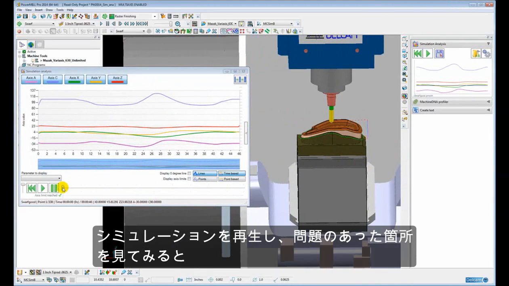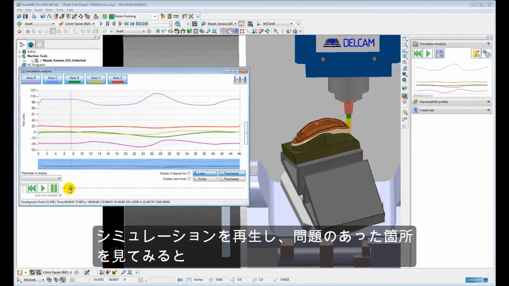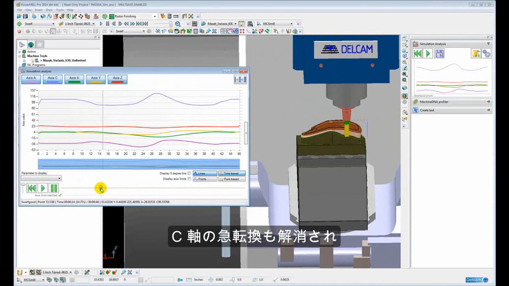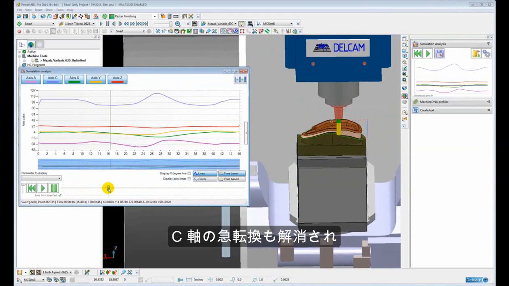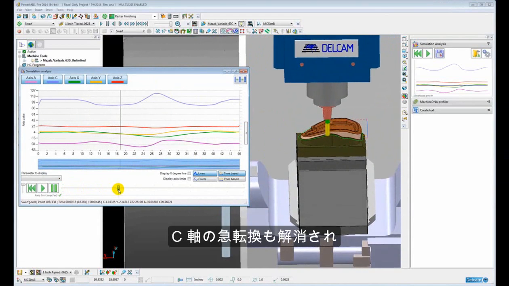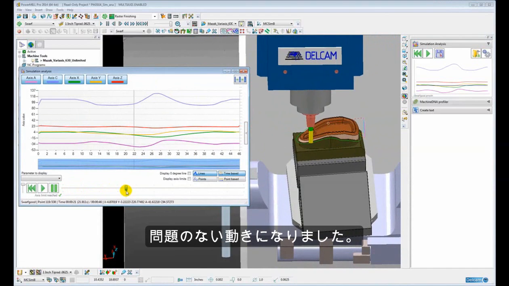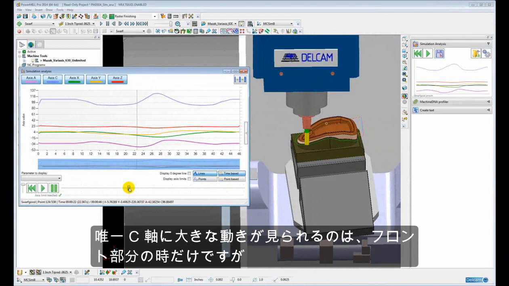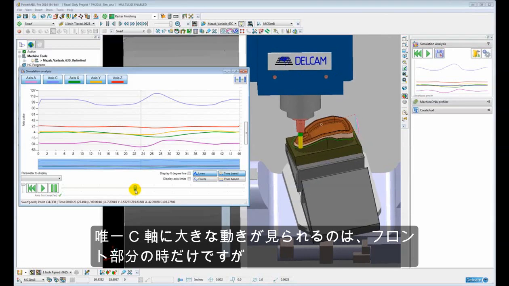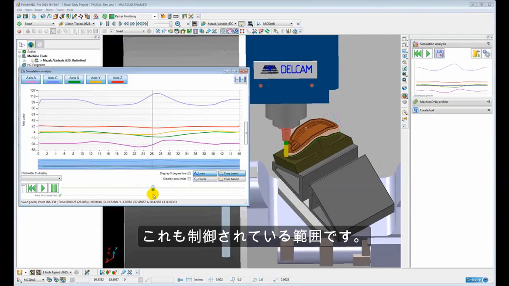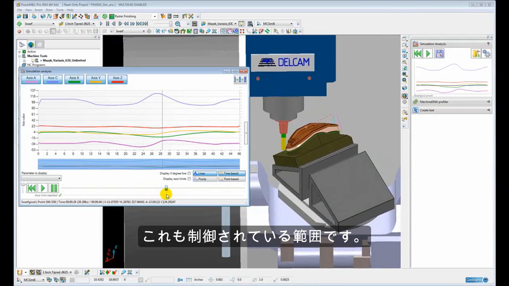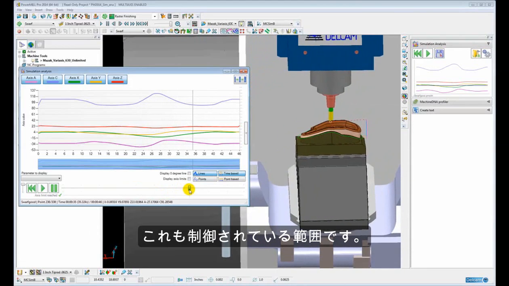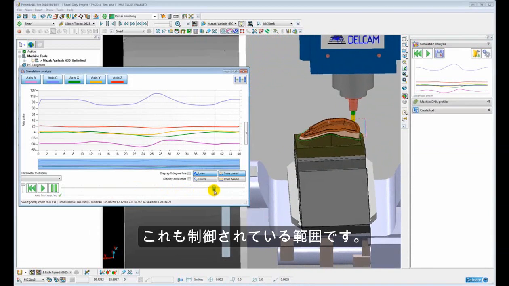So if we now just play the simulation again forward, we can see at the point where we had the sudden swing in the C-axis, it is now nice and controlled and there's very little or no movement in the C-axis. The only time the C-axis is now rotating a large amount is when the tool has to swing around the front, but again it's in a controlled manner and back to the beginning.